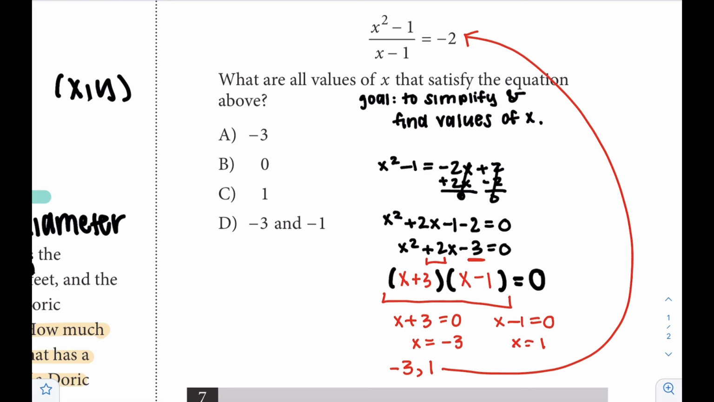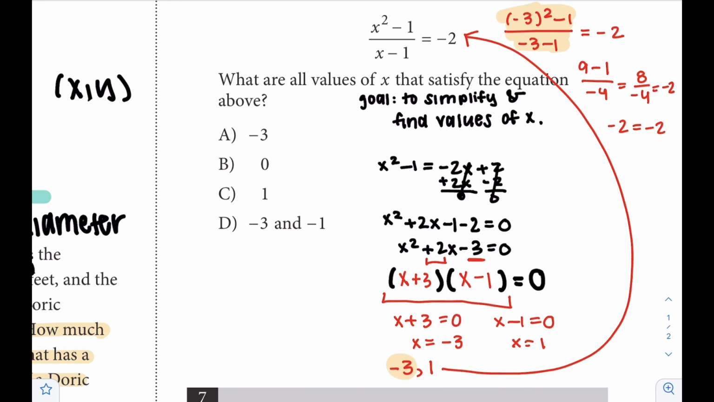So let's start with negative 3. If we were to plug in negative 3 into the equation, we would get negative 3 squared minus 1 over negative 3 minus 1 equals negative 2. Let's simplify this side to see if it'll give us negative 2. Negative 3 squared is 9 minus 1 over negative 4, which is 8 over negative 4, which is negative 2. And negative 2 does in fact equal negative 2. So negative 3 is a solution, or a value that satisfies the equation.